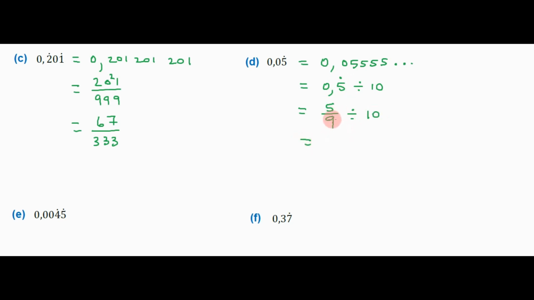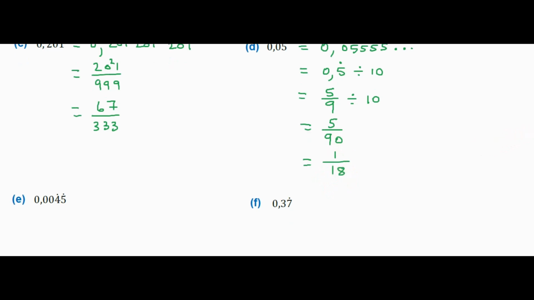When we divide a fraction by a number, we multiply the denominator by that number. So it's 5 over 9 times 10, which is 90. We can simplify this. 5 into itself once and into 90 18 times. In E, we have 0.0045 recurring. This, of course, is 0.00454545, etc.